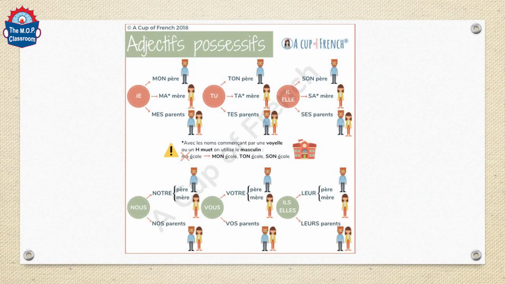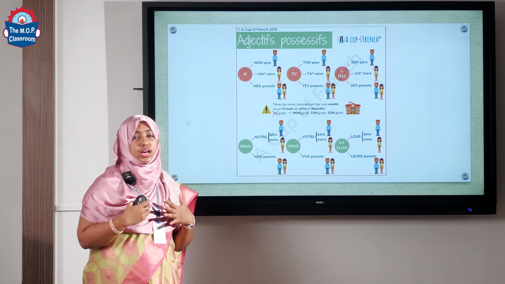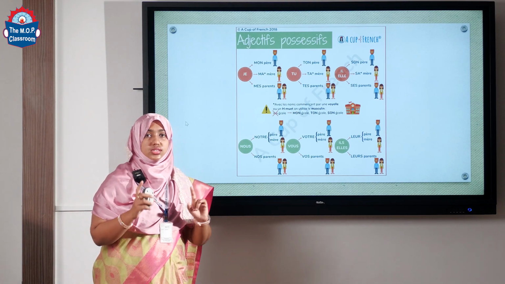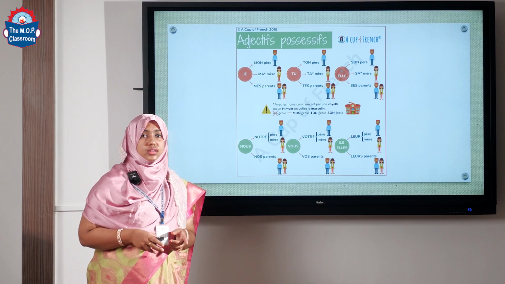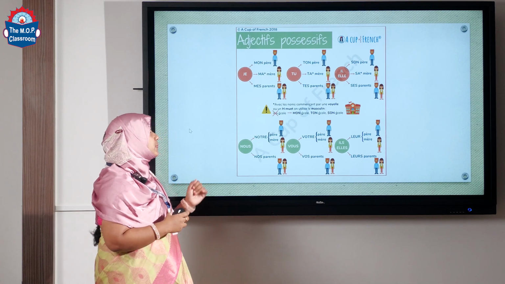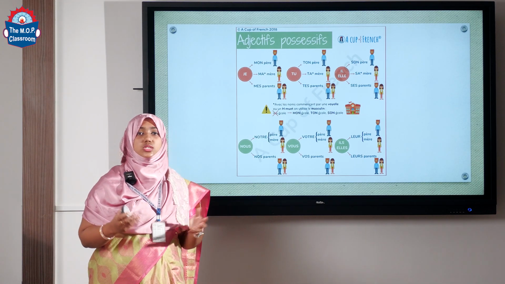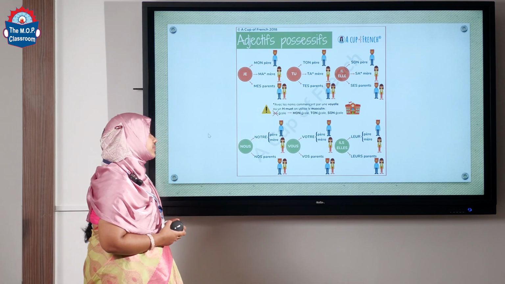So this is a rough chart of possessive adjectives. For je we have mon, ma, mes. So mon père. Père means father. Father is masculine singular, so we use mon. Mère means mother. Mother is feminine singular, so we use ma. Then plural is parents. Parents is plural, so we are using mes.